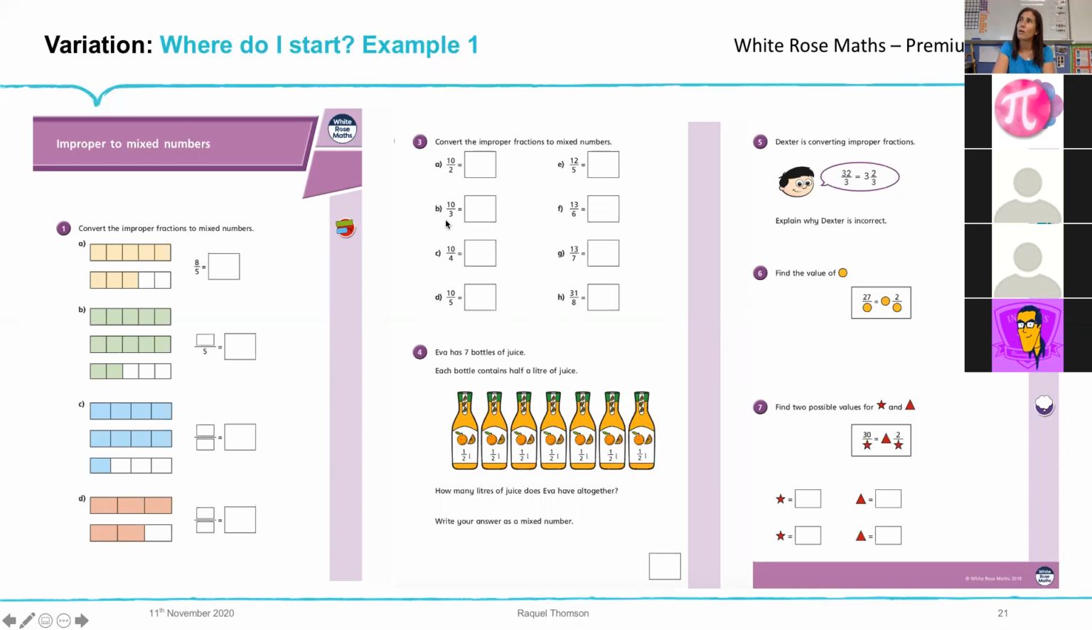And on this side, if you notice, the numerators are all 10s. That makes it a bit easier. It also allows the children to have a conversation, or to really start thinking about how big 10 halves, 10 thirds, 10 quarters and 10 fifths are. But then the next 4 questions include different numerators and different denominators.